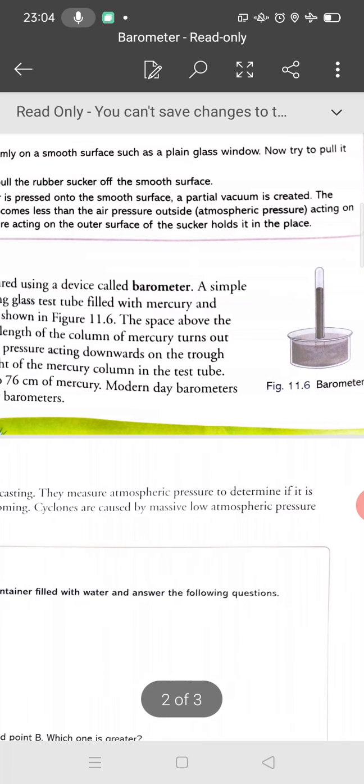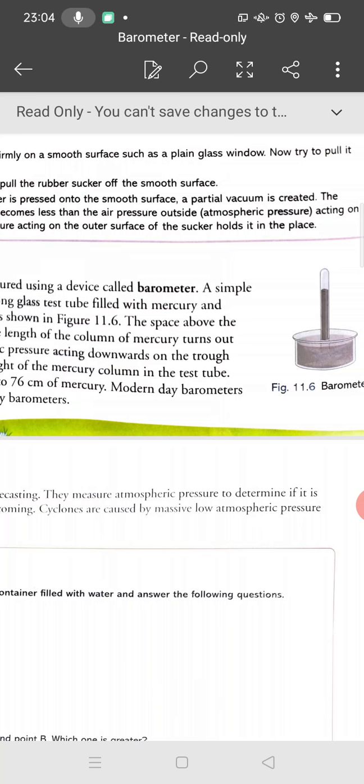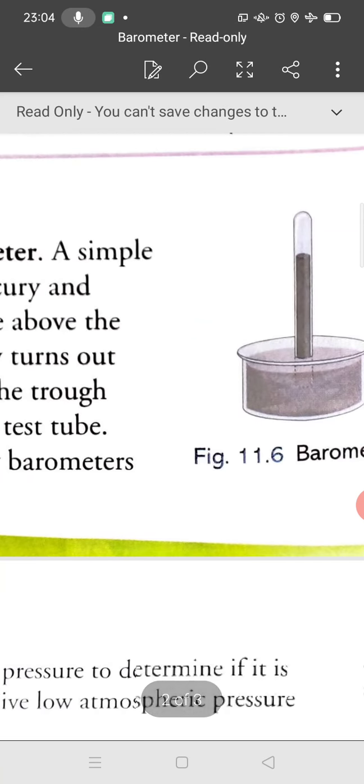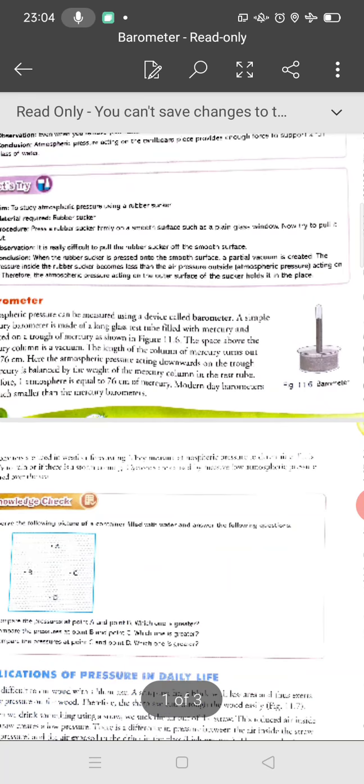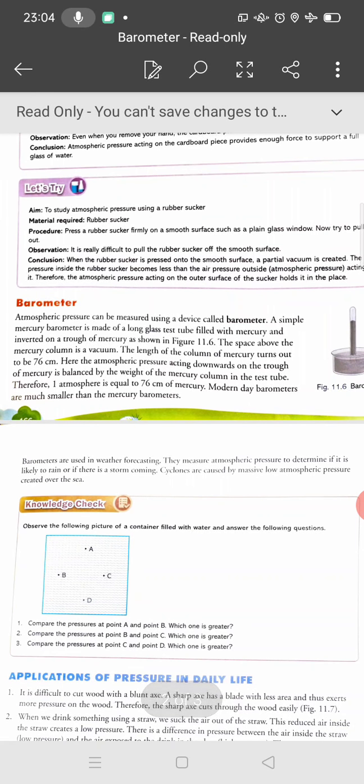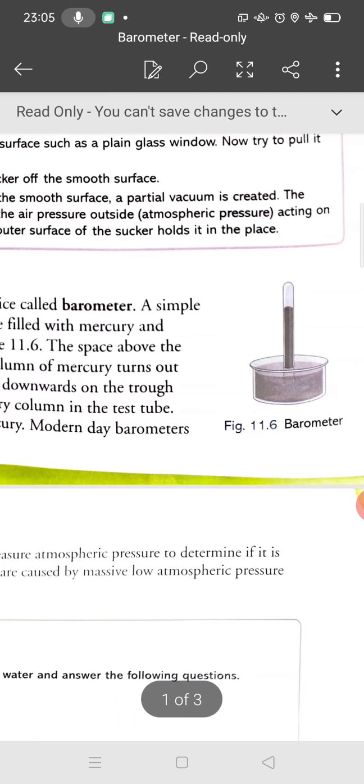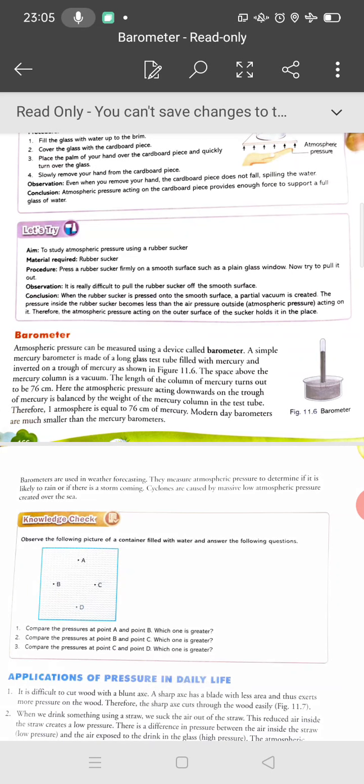You can see this is the figure, and there is a space above the mercury in the test tube. What is the use of this? So students, the space above the mercury column is a vacuum, and the length of the column of mercury turns out to be 76 centimeter. The space above the mercury column is a vacuum. What is the length of this column? 76 centimeter.